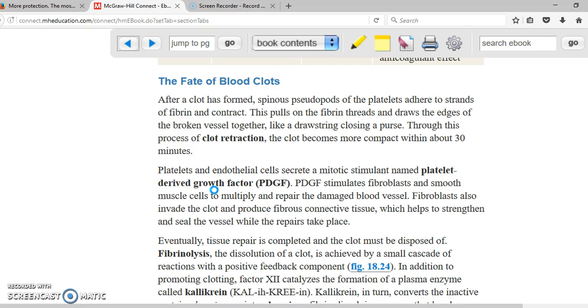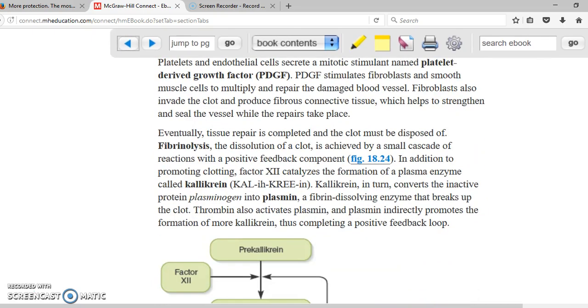The destruction of the blood clot, now that the blood vessel is repaired, is called fibrinolysis. As you can see here, fibrinolysis. So how do you destroy the blood clot? The same way that in coagulation, I told you that you need to remember the two last steps, which is thrombin and then fibrin. In order to destroy the blood clot by this process, you need to know two steps: kallikrein and plasmin.